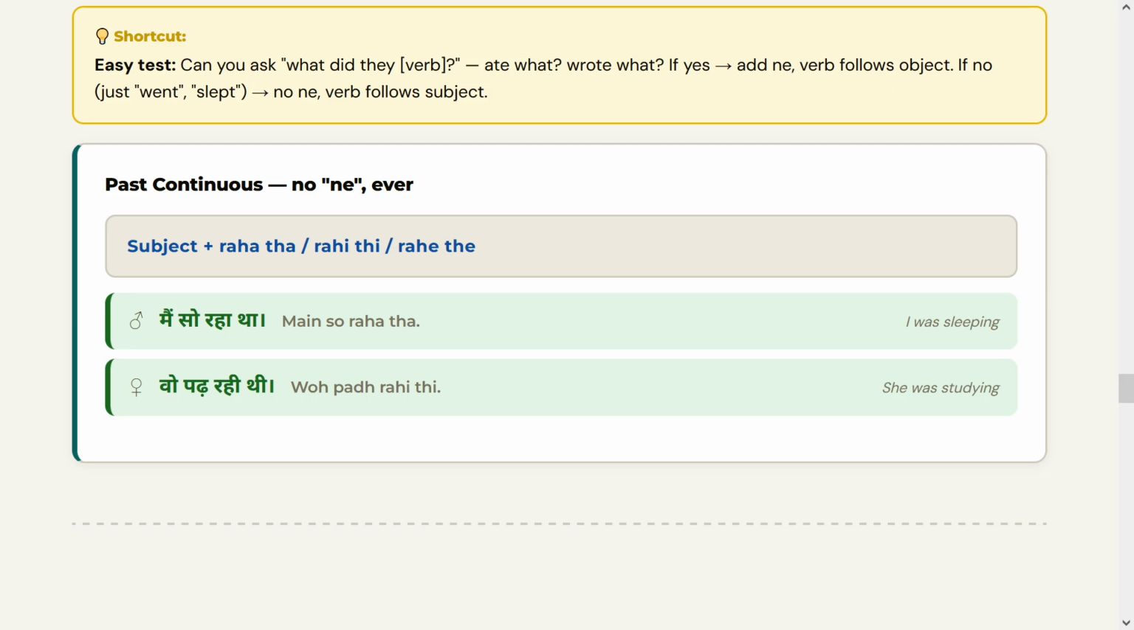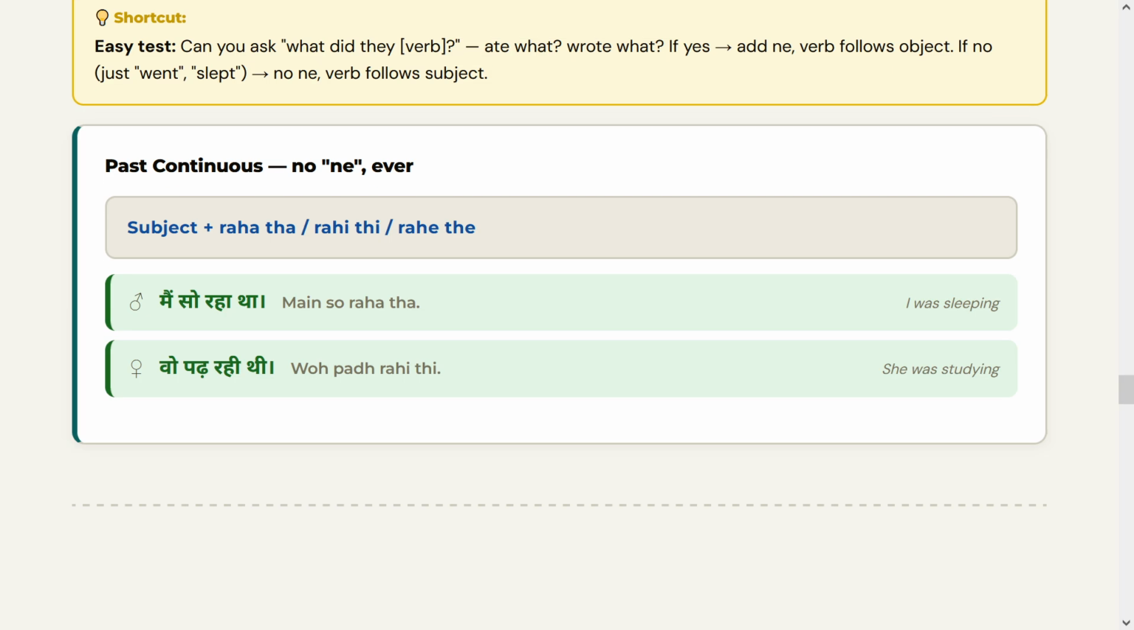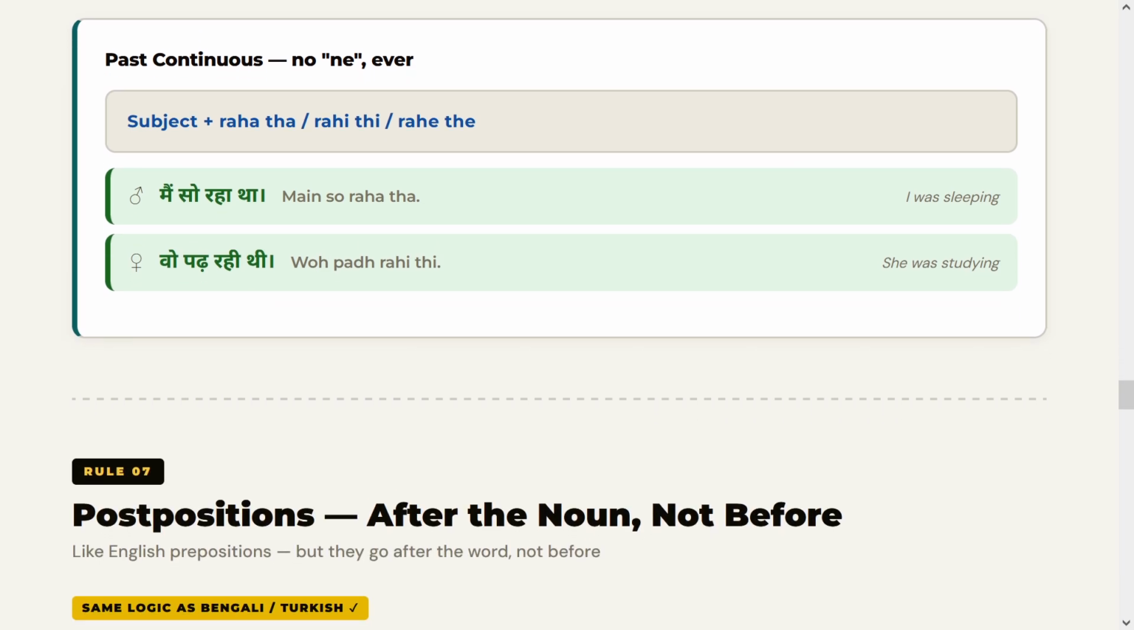मैं सो रहा था. I was sleeping. I am not sleeping now. वो पढ़ रही थी. She was reading or she was studying. So you can see that the same था, थी, थे plus raha, rahi, rahe.